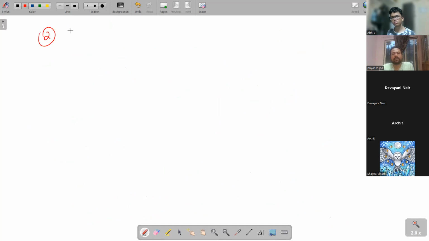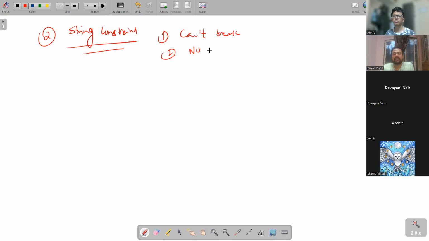चलो, डन। Now will move to second, that is string constraint. See, there are three assumptions that we need to consider. First, string can't break. Second thing, not extensible, means unextensible. Is it the correct English word? Non-extensible. And third, can't slack.